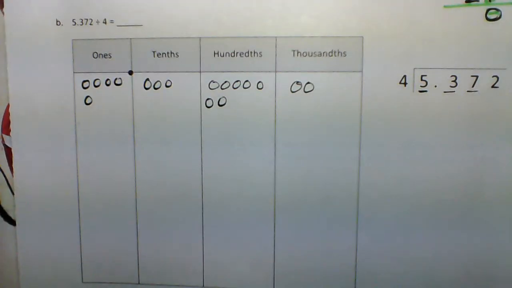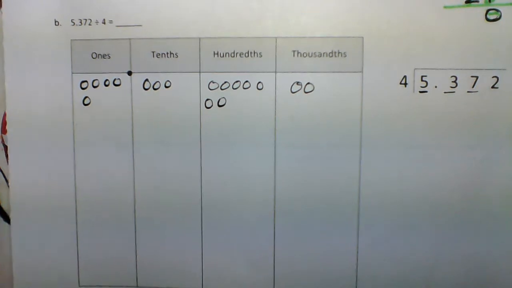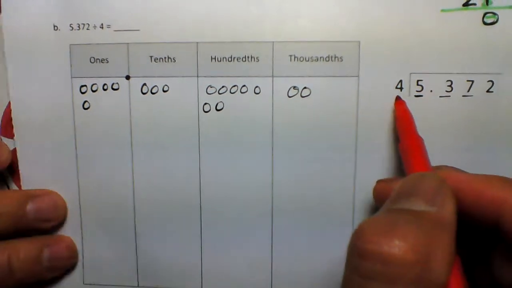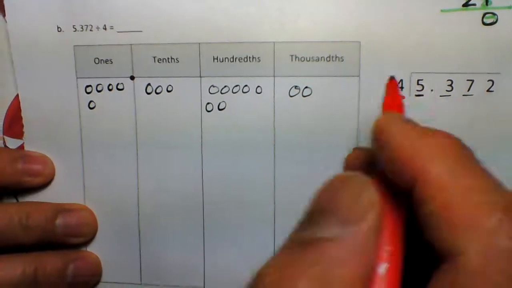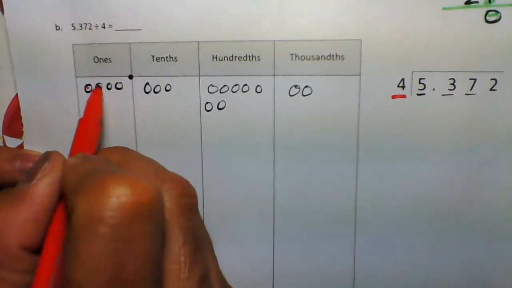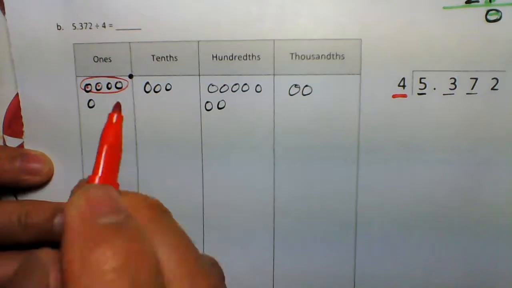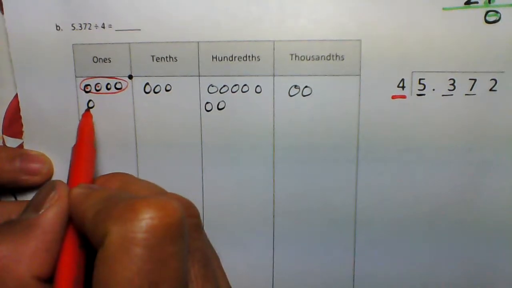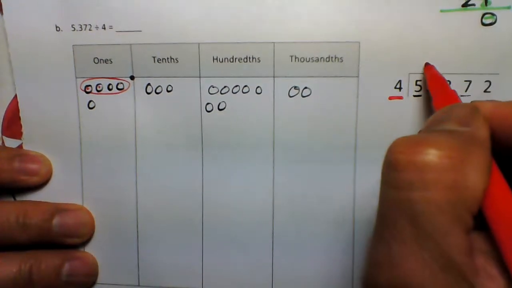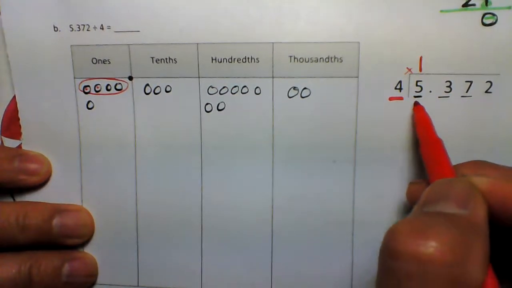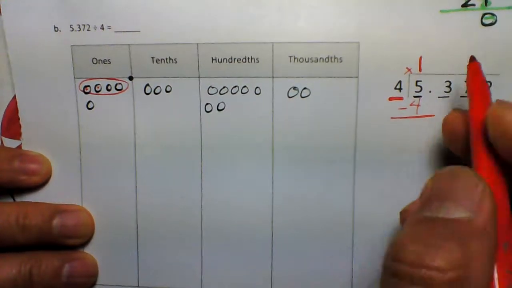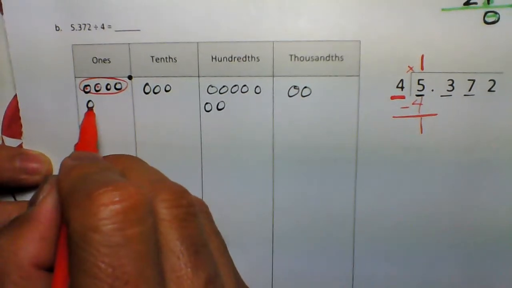We have that now. Now we are going to ask ourselves, starting from 4, how many groups of 4 can you make out of 5 ones? Let's see, 1, 2, 3, 4. We can only make one group, and there has to be one whole left. So we write the answer here: 1 times 4 equals 4, and the remainder is 1, which is the one right here.